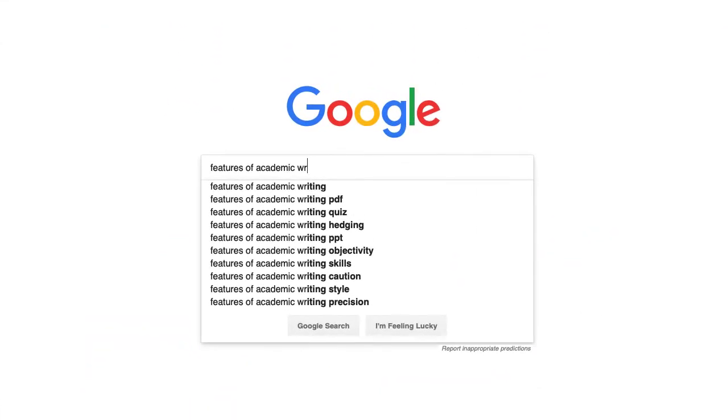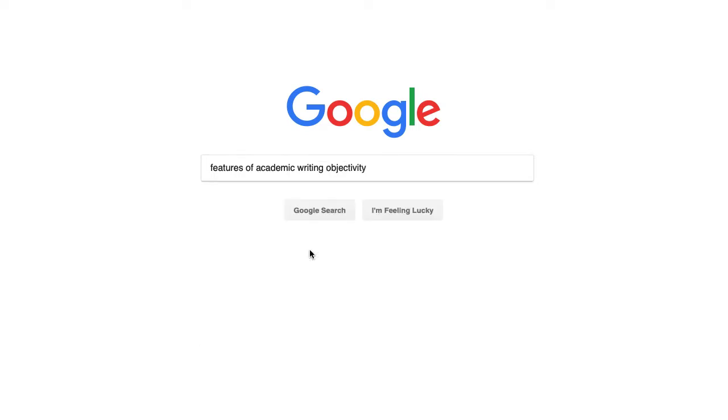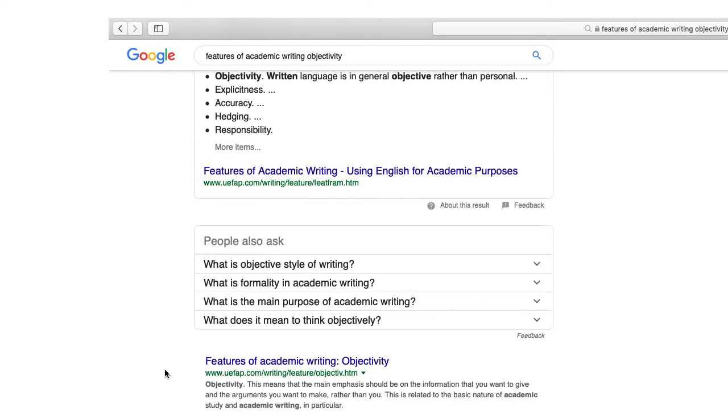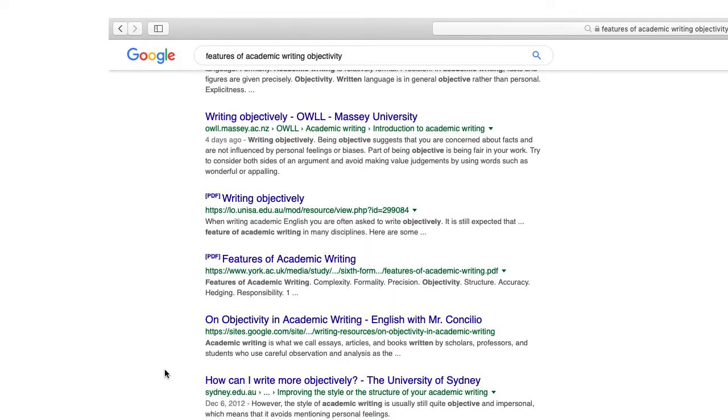If you ask Google about the features of academic writing, objectivity comes up high on the list. With almost 30 million hits, most of them coming from universities, you can say that being objective is crucial in academic writing. But what does being objective mean?